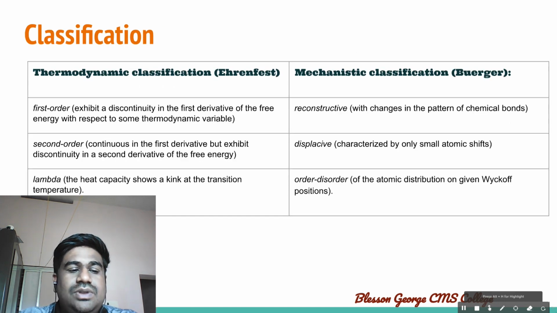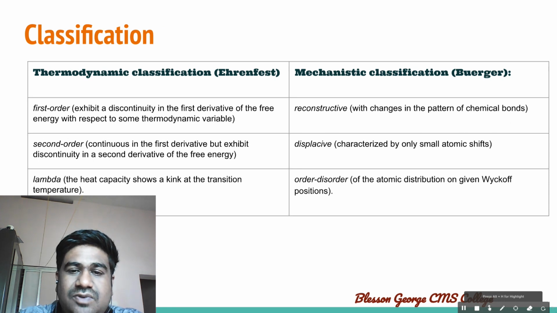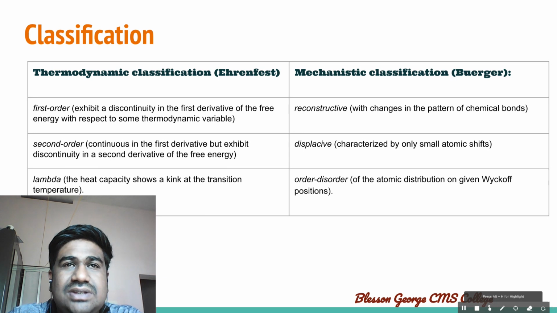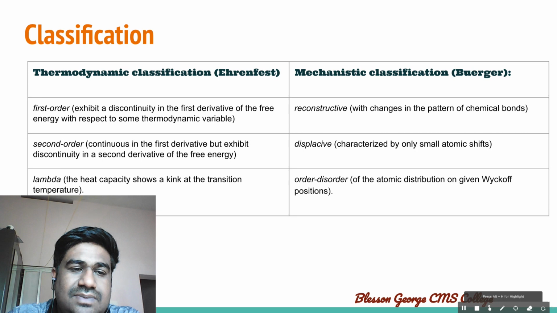So now we'll discuss the classification of phase transitions. This is a very general classification. I don't want you to study this, but just for your understanding, I have mentioned it here. There are two types of classifications: thermodynamic classification, which was done by Ehrenfest, and mechanistic classification. In Ehrenfest classification, it's like first order, second order, lambda transition.